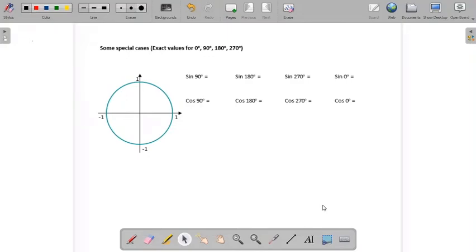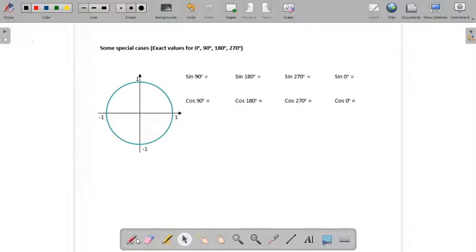Okay, so what we'll have a look at here in these particular parts of the notes is that there are some special cases for the values of 0 degrees, 90 degrees, and so on for sine and cos. First of all, let's look at understanding our unit circle a little more.